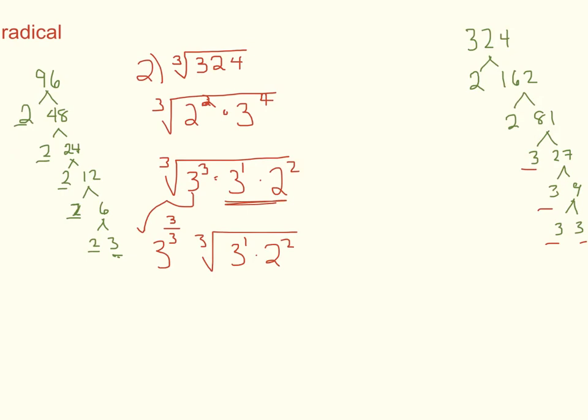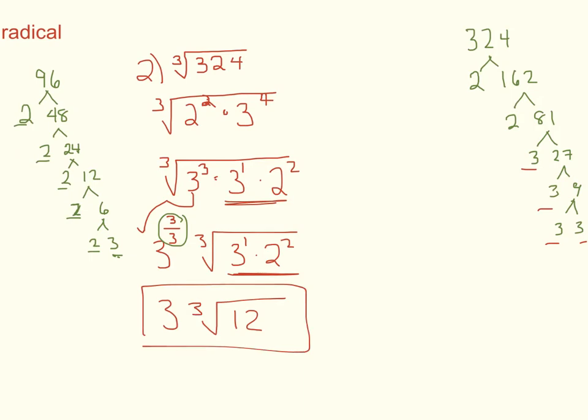Now we're going to evaluate this right here. 3 divided by 3 is just going to give us 3 to the first, and then we have a cube root of, and now let's combine this stuff left over. 3 times 2 squared is going to be 12. So that's our final answer here. We simplified the radical cube root of 324. We can now write that as 3 times the cube root of 12.